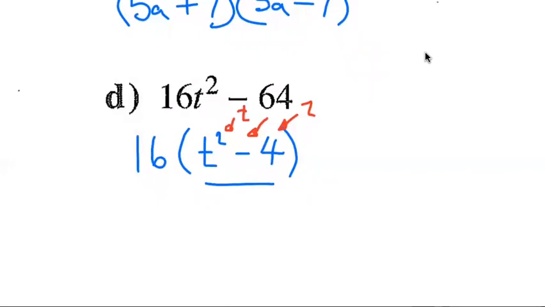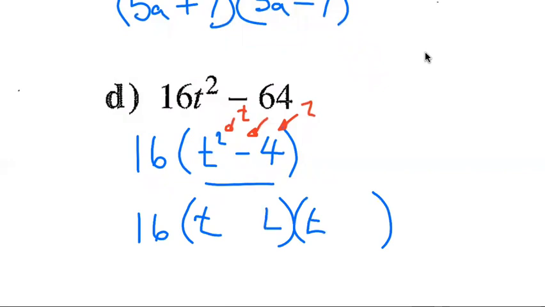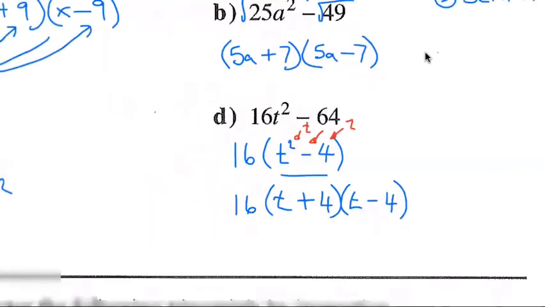So I'm going to write down my 16 because I can't forget my factor if I've taken it out. I'm going to write my two binomial brackets. T is going to go at the beginning of both. 4 is going to go at the end of both. One's plus, one's minus. Done. Okay.